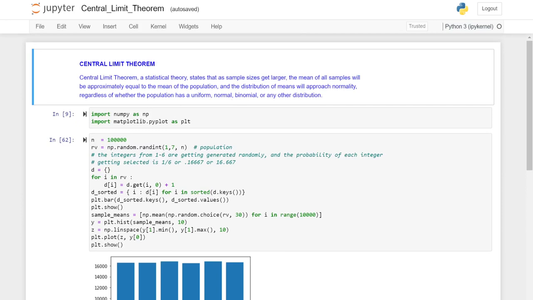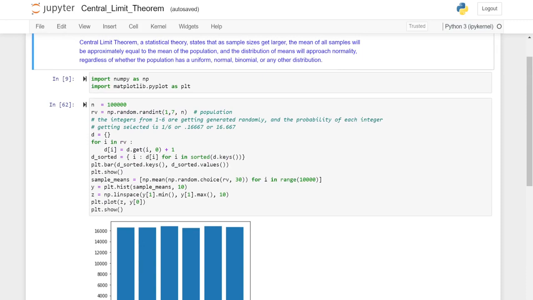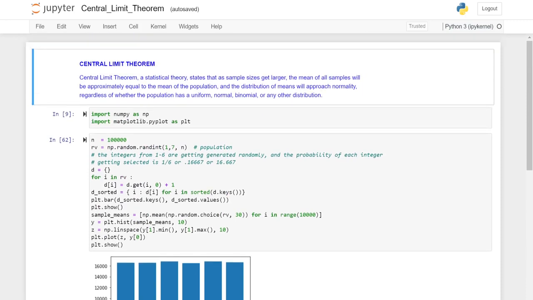So we have concluded that, so far as the mean of all samples being approximately equal to the mean of the population is concerned, we have checked that. And the distribution of means will approach normality. That also we have seen. So that is all about the central limit theorem. We have checked only for uniform distribution, with the population belonging to a uniform distribution. We can check for other distributions also in the upcoming video.